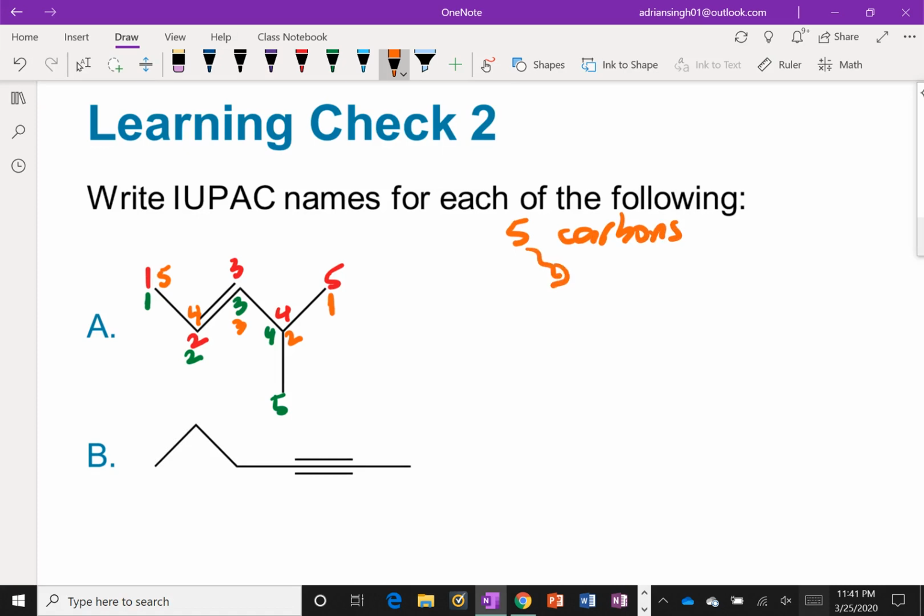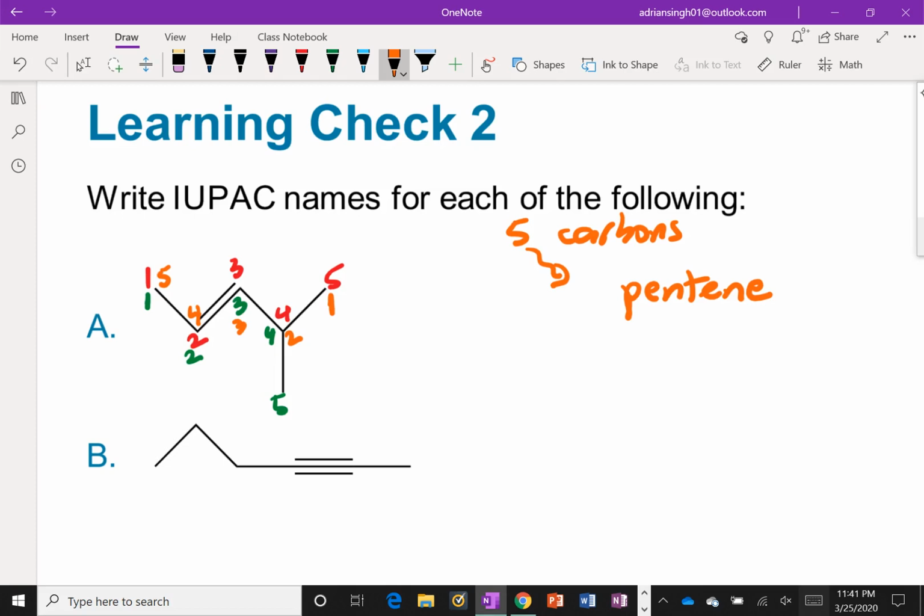All right, so 5 would mean that it's pent. There's a double bond in it, so it's an alkene, so it's pentene. Okay, so now we've established the longest carbon chain that contains both carbons of the double bond. Now we have to say where that double bond starts. And we're going to choose a numbering system that gives the lowest number to the start of the double bond.